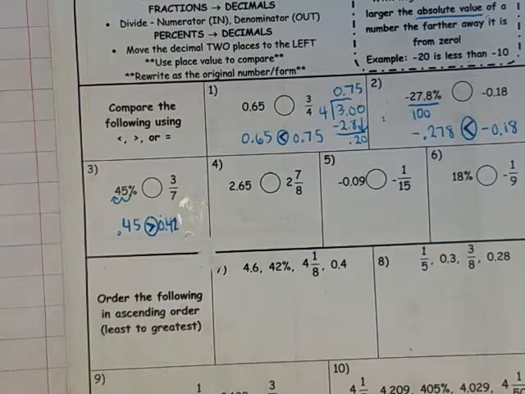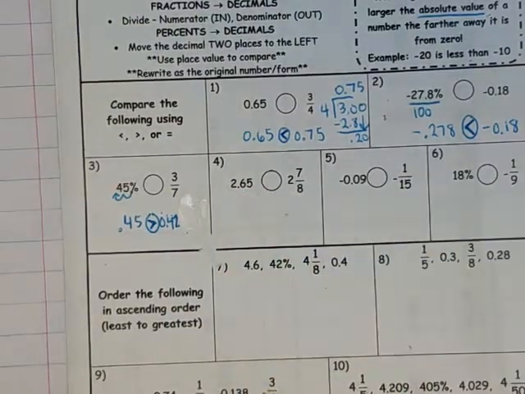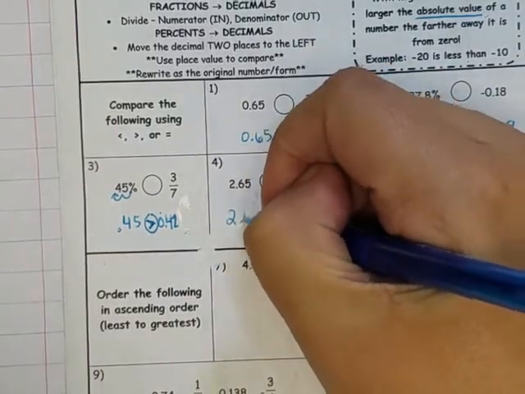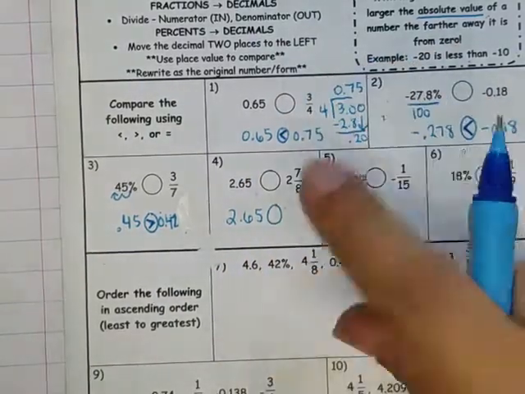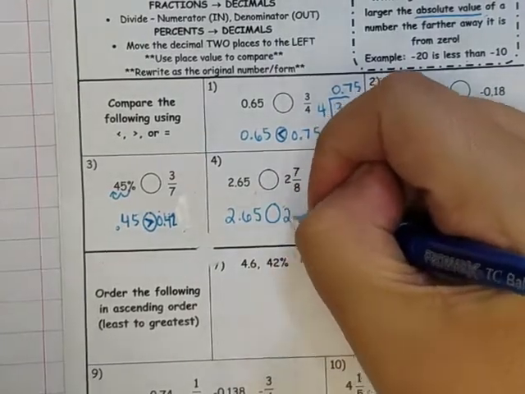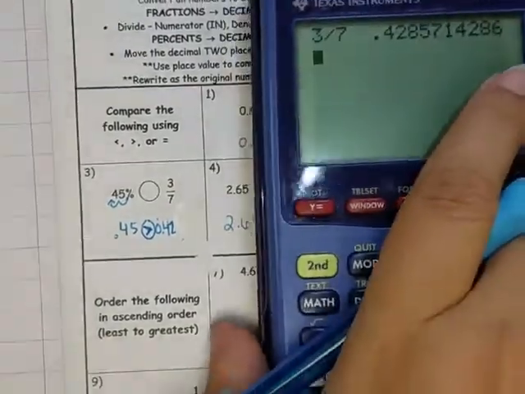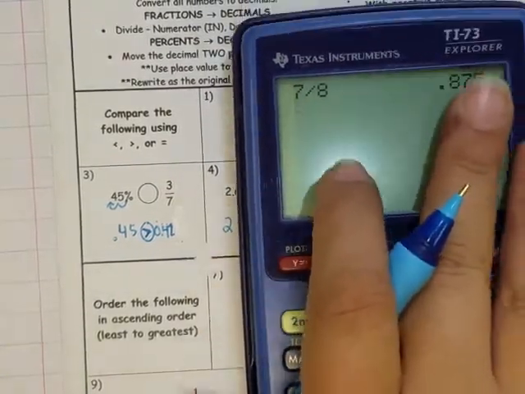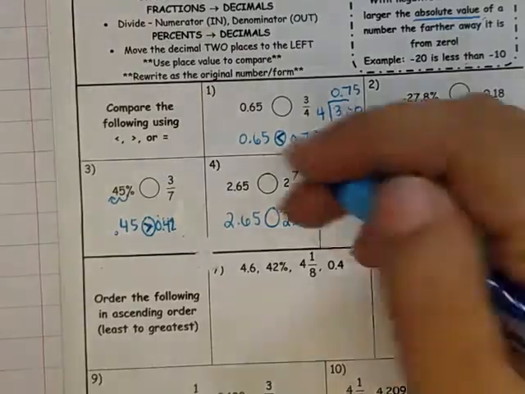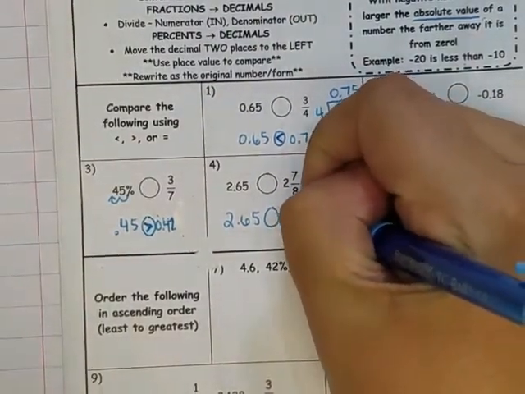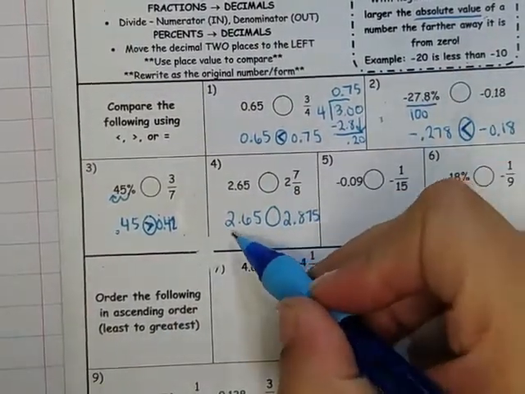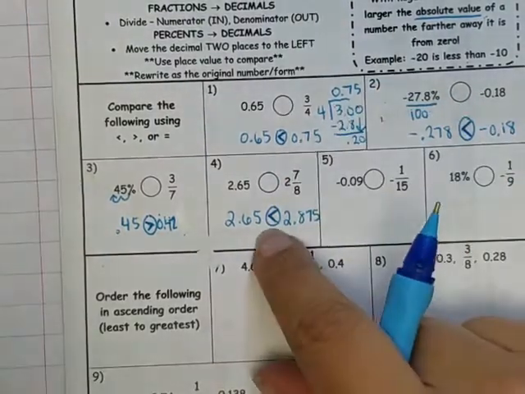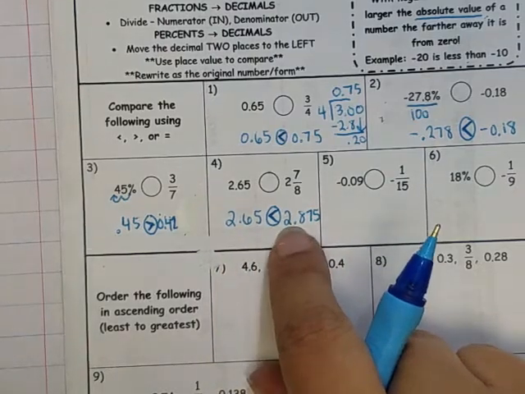All right, moving on, so 2.65, it's already in decimal form, so I'm going to change this 7/8. Again, just for sake of time, I'm going to use a calculator, but we know that this is just doing division, so 2 point, and then 7 divided by 8. That's 0.875 right here. So which one is bigger? It would be this value right here. So this is the less than symbol. So 2.65 is less than 2.875.